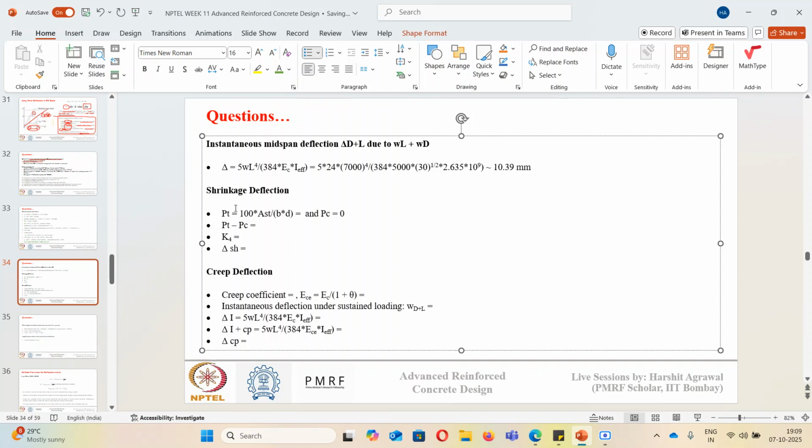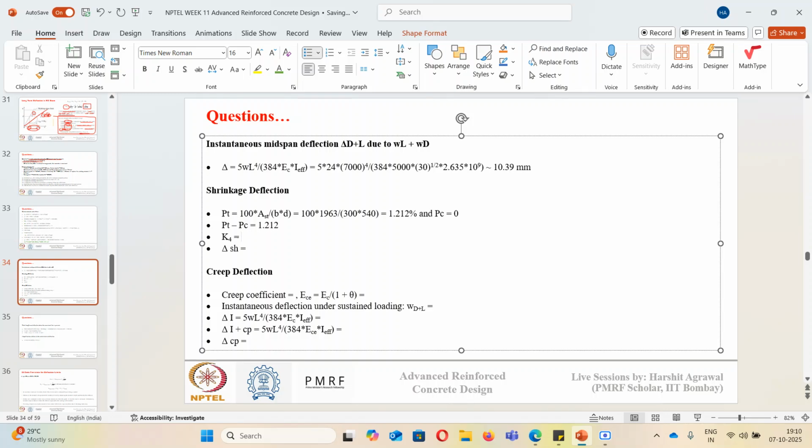Now what is the deflection due to shrinkage? First you need to calculate the percentage tensile reinforcement, which is nothing but 100 times Ast upon bd. Ast we know, it is given to us in the question. So 100 into 1963 divided by 300 into 540. This will give me a value of 1.212 percent, and percentage compression reinforcement is equal to 0. No compression reinforcement is provided, so pt minus pc will be 1.212.